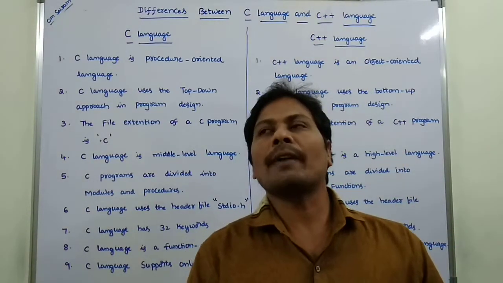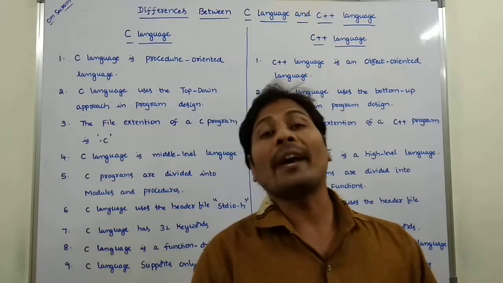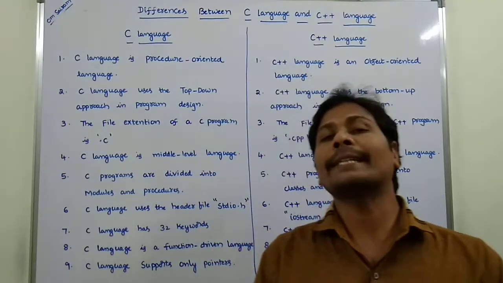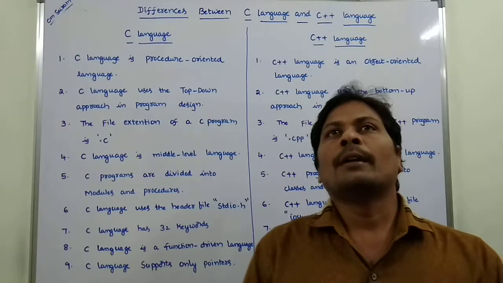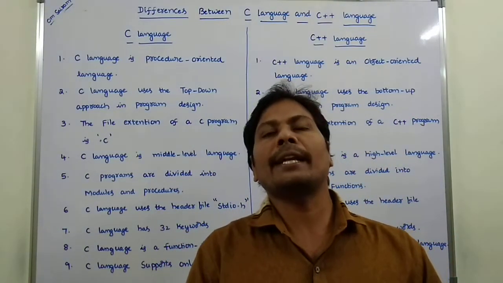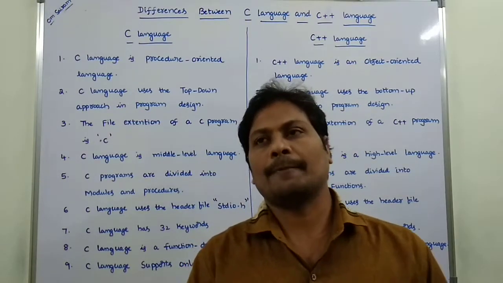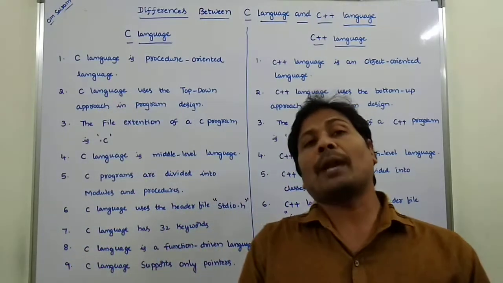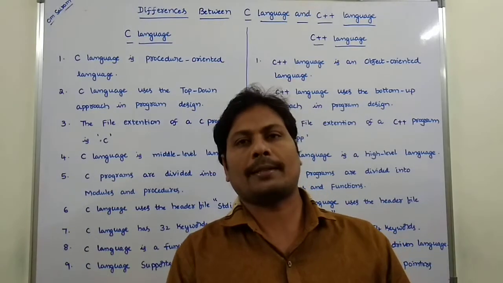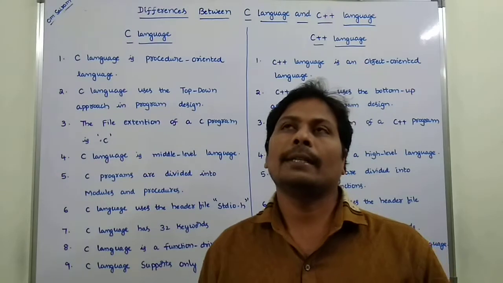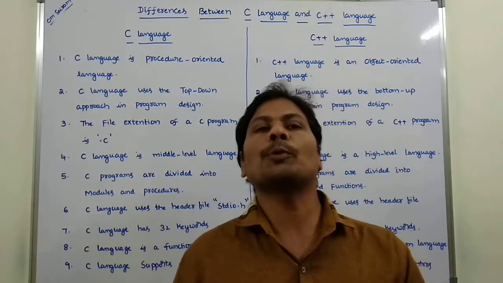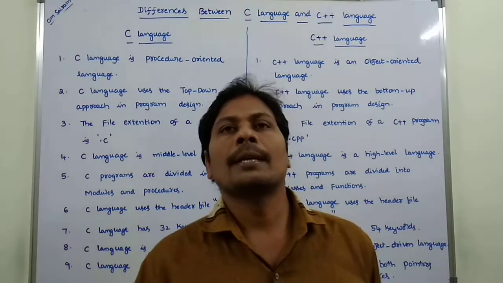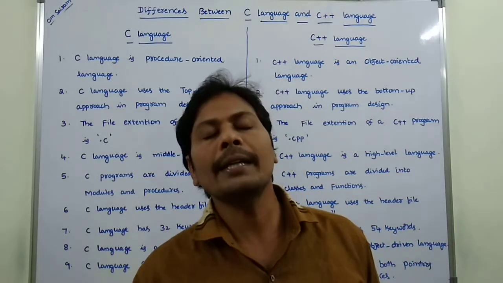Next one, C language supports only pointers, while in the case of C++ language, C++ uses both pointers and references. In C language, C programs are divided into some number of modules and procedures. While in the case of C++ language, C++ programs are divided into classes and objects. Here, modules and procedures in C language, and classes and objects in C++ language.